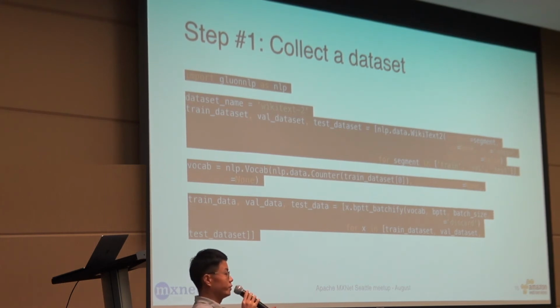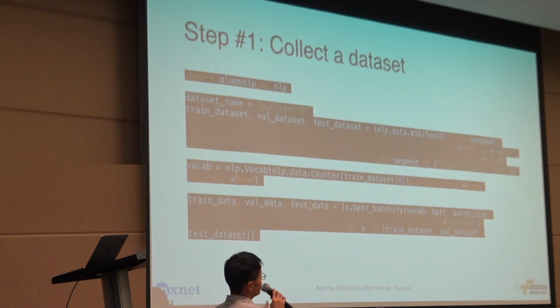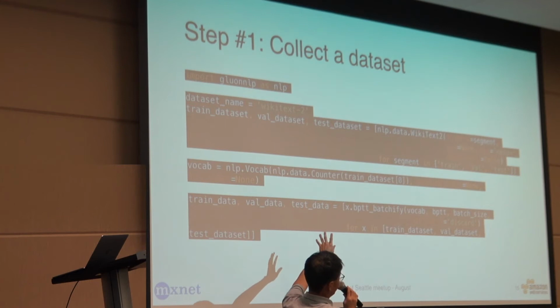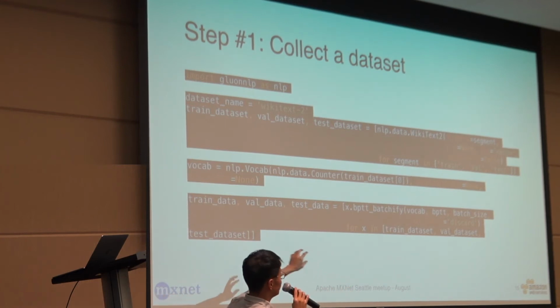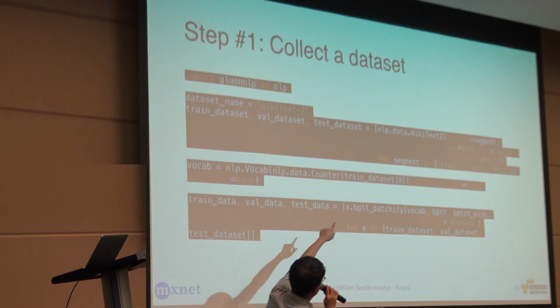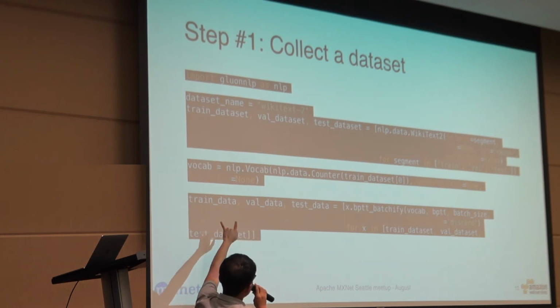Because vocabulary will generate some indexes. So later on, if you want to make some prediction, you'll basically predict according to the index. Then you will know which word you want to predict. So vocabulary is needed. The vocabulary is only generated based on the training data set. So vocabulary will be generated based on the training data set.